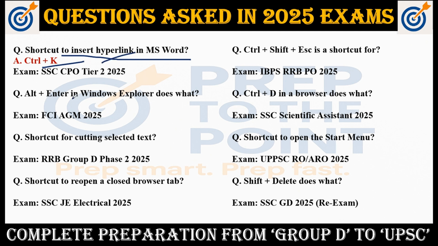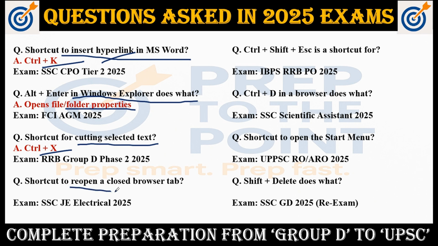Alt plus Enter in Windows Explorer does what? Opens file or folder properties. Alt plus Enter, open file or folder properties. Shortcut for cutting selected text: Control plus X. Control X, cut. Shortcut to reopen a closed browser tab: Control plus Shift plus T. Control Shift T, reopen closed browser tab.